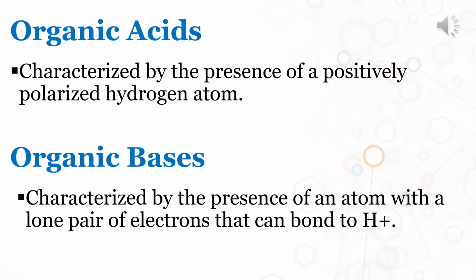Next, let's have the organic acids and organic bases. Organic acids usually contain a positively polarized hydrogen, with an example such as acetic acid, which can be found in vinegar. While organic bases usually contain atoms with lone pairs of electrons, like the amines, which are commonly found in drug molecules.